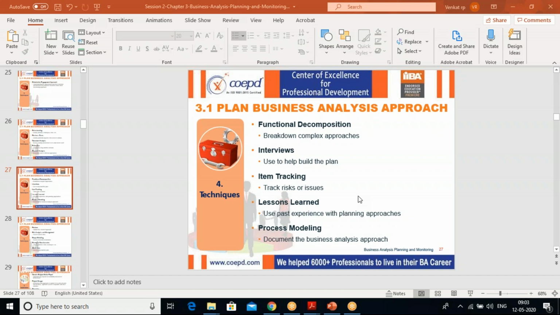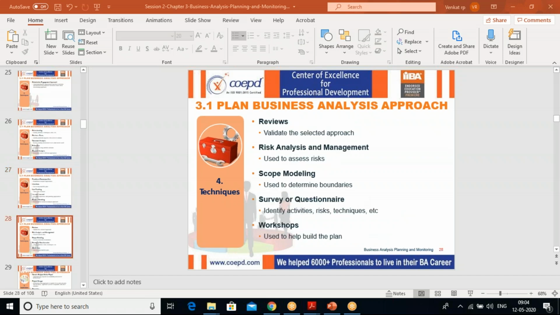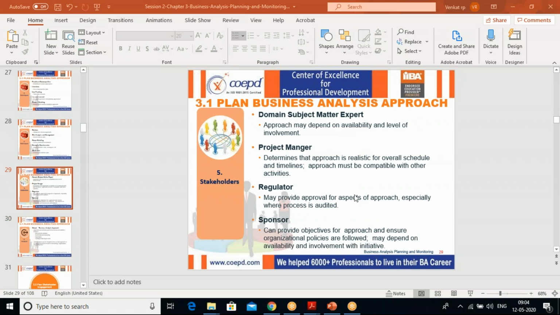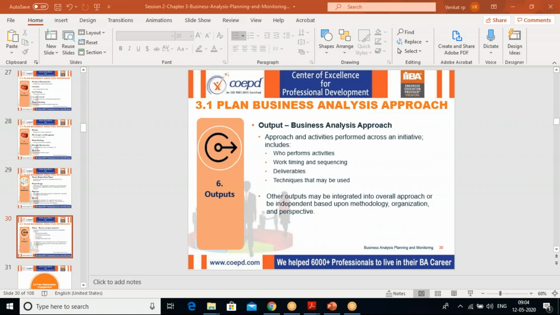And then interviews, we can conduct interviews with various stakeholders and understand how we can make it up. Item tracking, that is what we have to see, because we will be estimating even our performance indicators as well, and lessons learned, process modeling and reviews, risk analysis and management, scope modeling, surveys or questionnaires, workshops. Okay, all this will be considered. And the stakeholders who are involved here are domain SME, project manager, regulator, and sponsor. Only these four would be there. And the output is the business analysis approach.